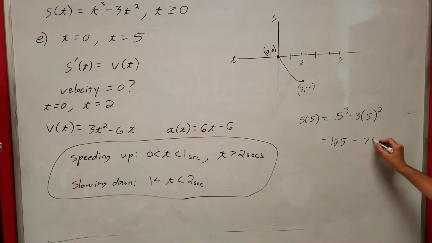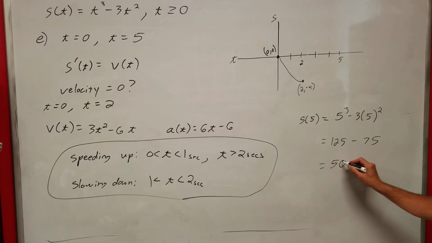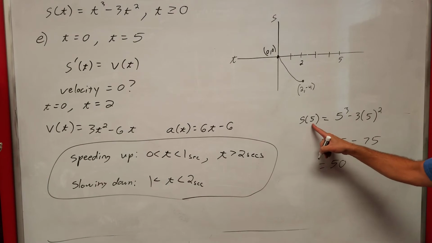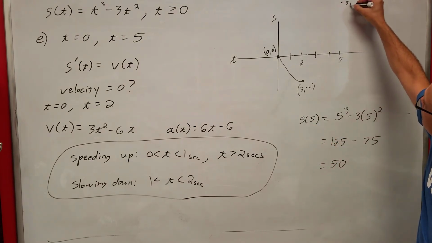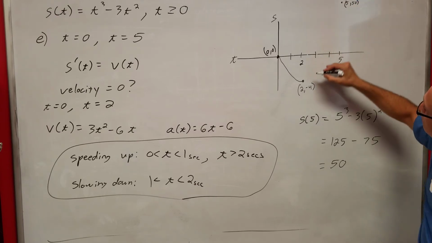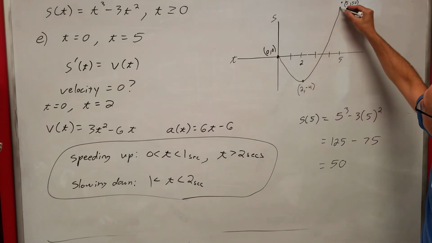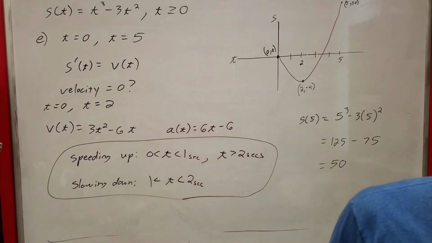25 times 3 is 75. Oh, well, that should be easy enough, right? Should be 50. So with an input of 5, I have an output of 50. So at 5, I'm at 50. 5, comma, I'm at 50, and it's much higher than that, but I'm just out of board space, okay? So my graph's got to come back up somewhere.